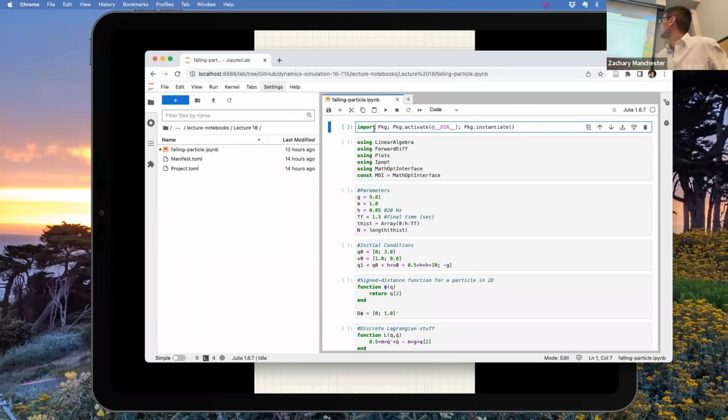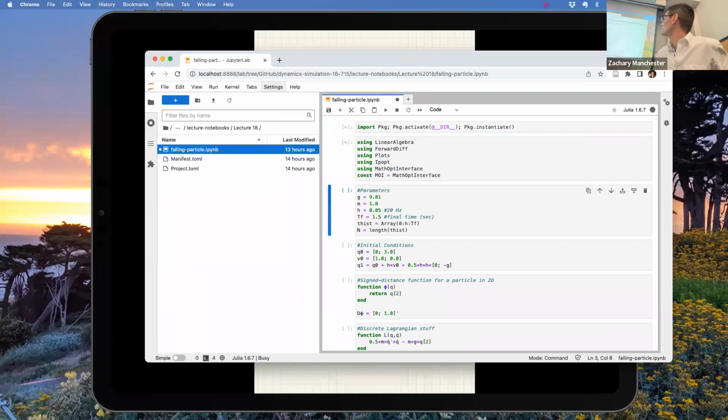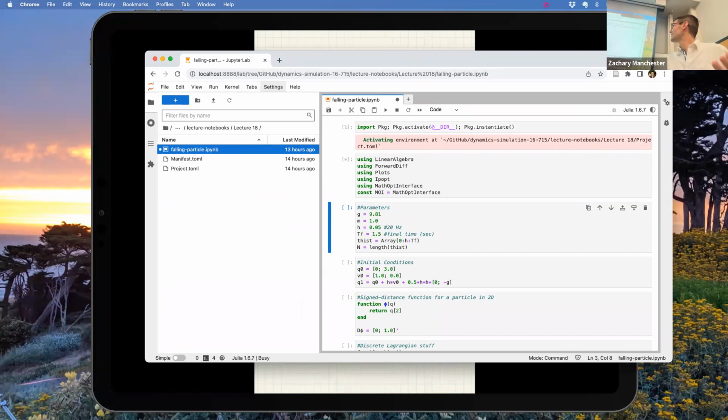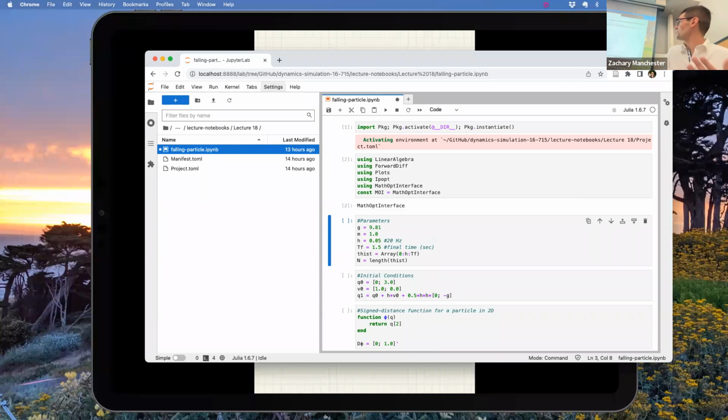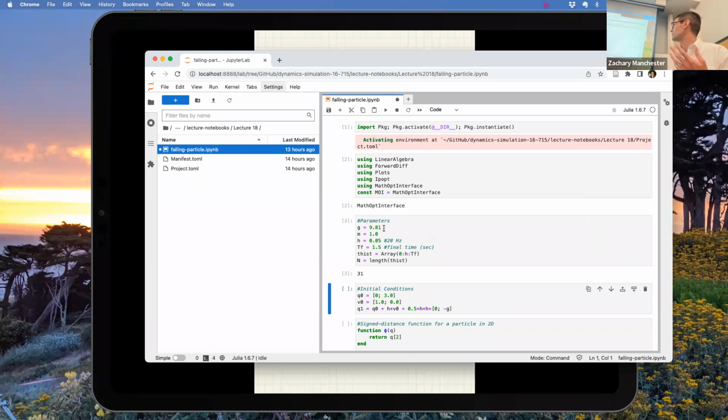Here's the code. It should work. It was freshly debugged and tweaked last night to work with the latest package versions. Also for the homework. So let's see. Okay, we're in business. Here we go. So here's what we got. Mass one, gravity, 20 hertz time steps. I'm going to simulate this for a second and a half, so it's like 30 time steps.